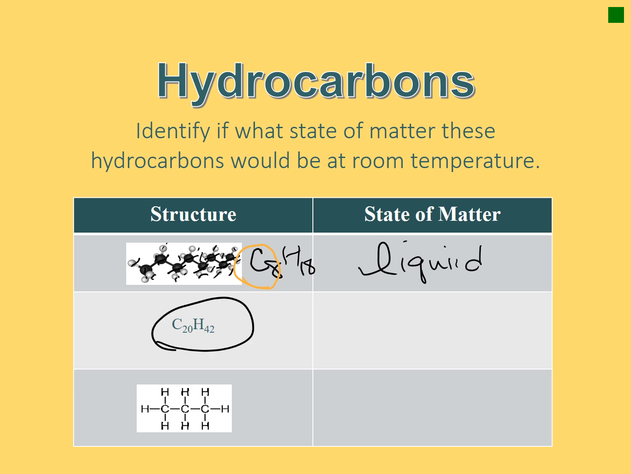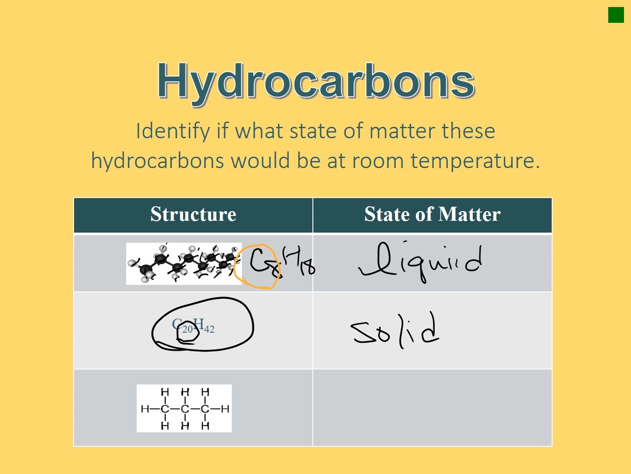This one's a very easy formula to understand. You don't have to count anything. It's already given to you. This is C20. And remember, anything above 18 will be a solid. So this I would find as a solid. And this is a solid at room temperature. You can make it into a liquid by heating it up and melting it, but at normal everyday temperature, it would be a solid.